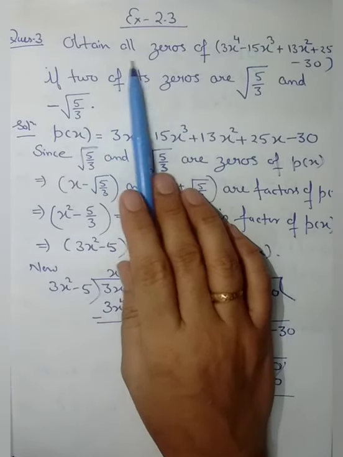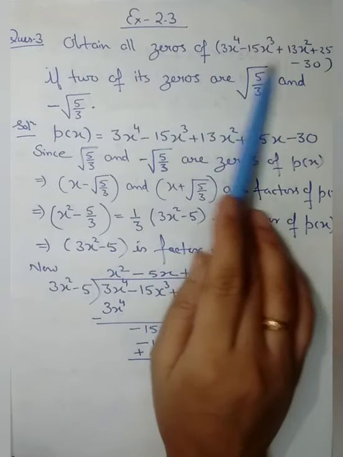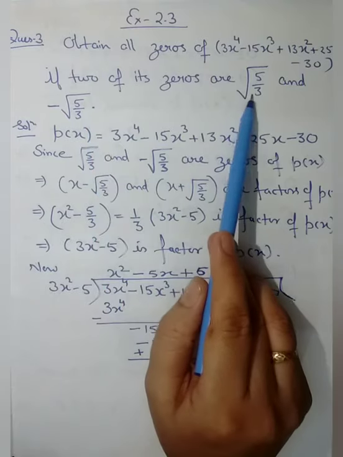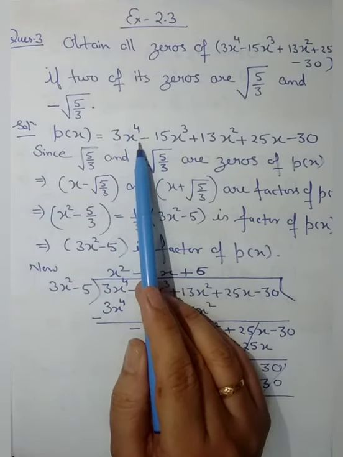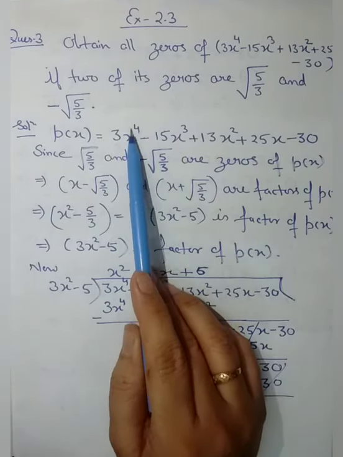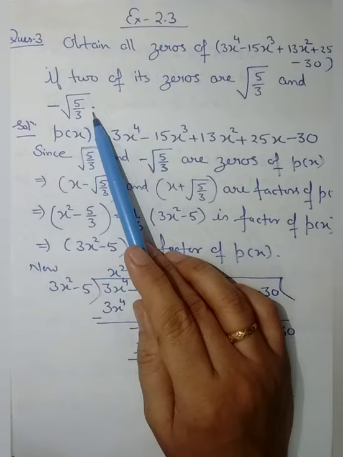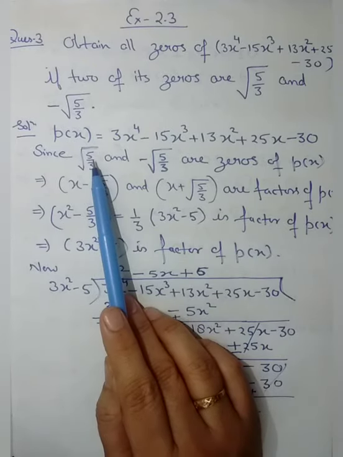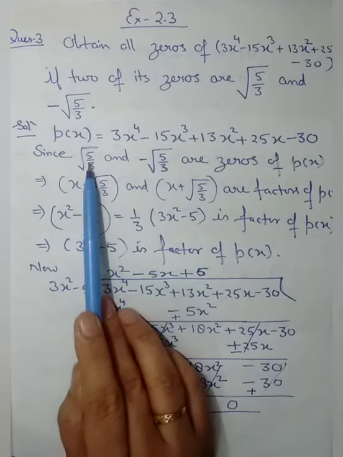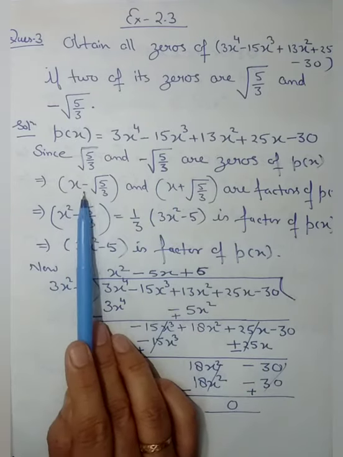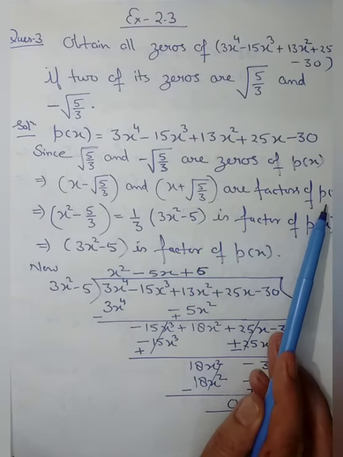Now this is a question of exercise 2.3, question number 3 of NCERT, to obtain all zeros of the polynomial if two of its zeros are already given. If we see, the degree of the polynomial is 4. It means this polynomial can have at most 4 zeros. 2 zeros are already given and we have to find some more zeros. For this, to get all the zeros, once again what we will do, 2 zeros are given. If these two are zeros, it means x minus root 5 by 3 and x plus root 5 by 3 are factors of p(x).